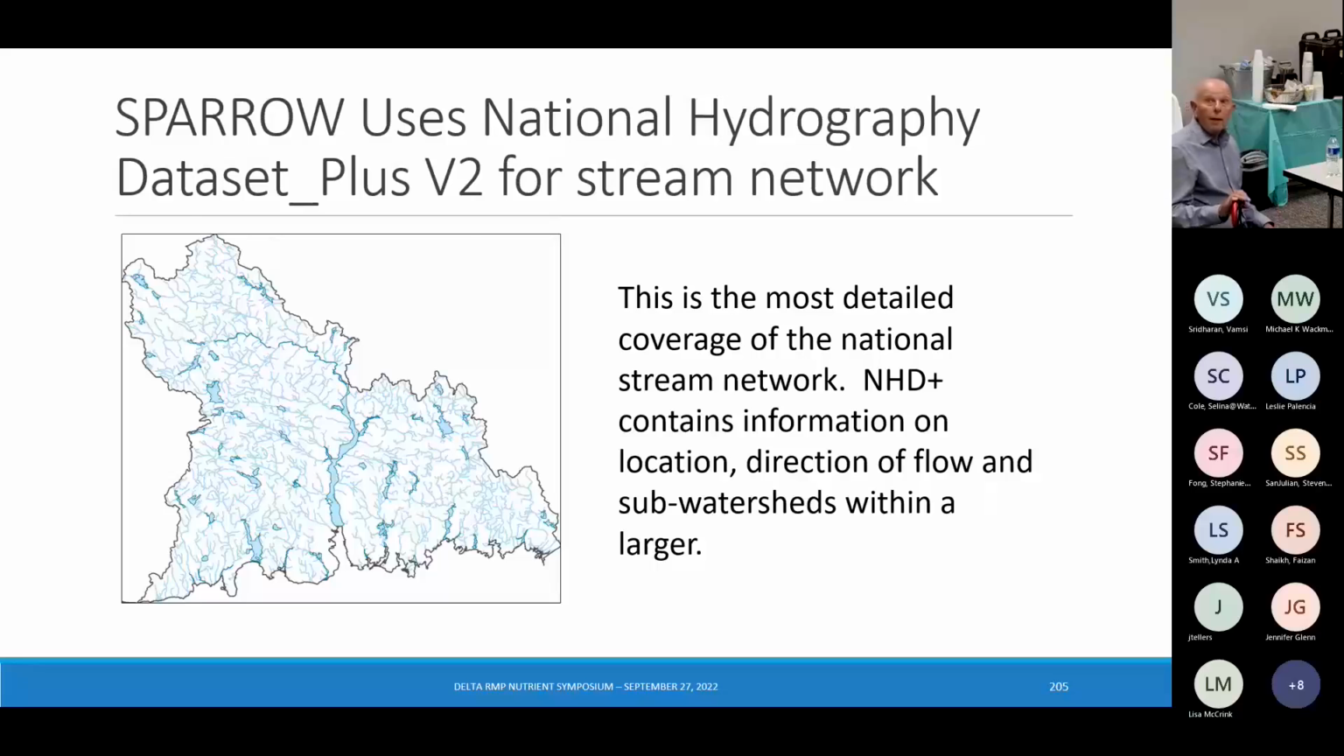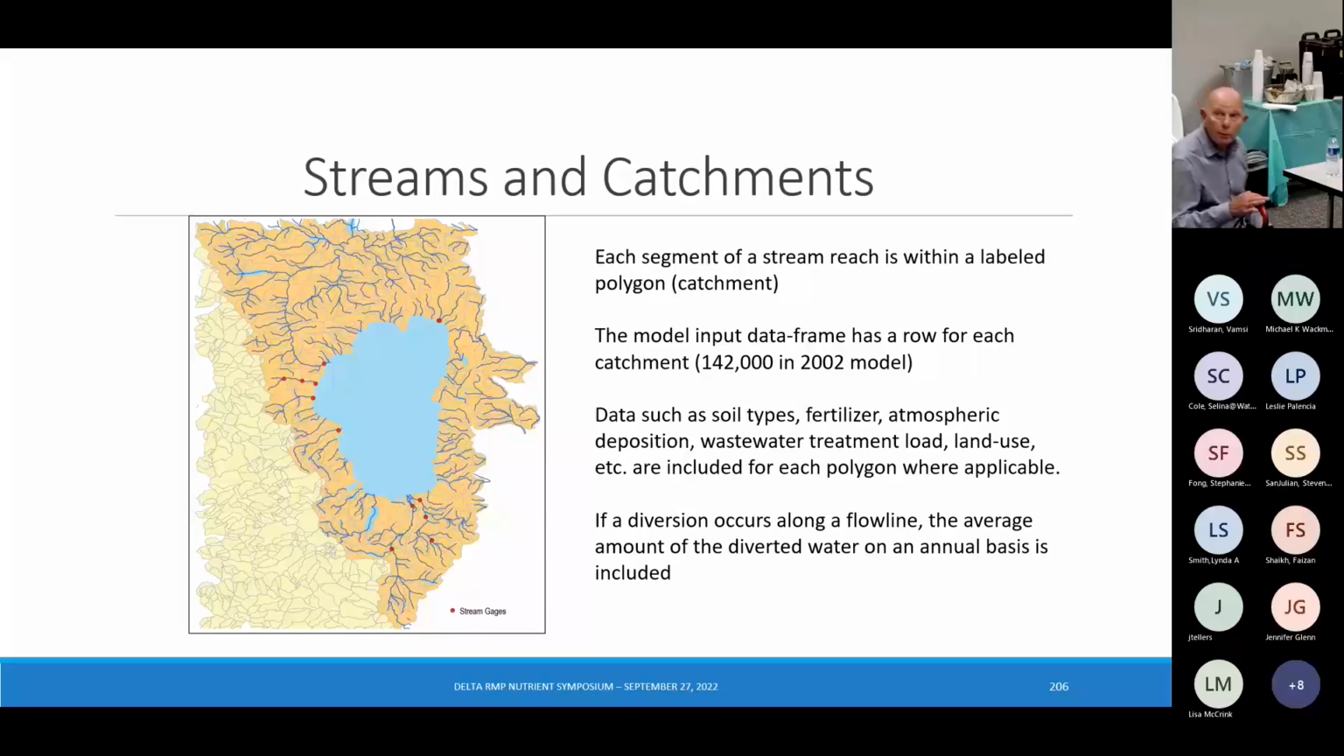Next slide. And then we look at this a little bit closer, and this might be a little bit hard to see in the back. But if you look closer at these watersheds, this is for the Tahoe area. Each of these sections of a stream along the flow path is housed within a polygon that we call a catchment. All right, so this becomes our frame of reference for moving the water. So for our 2002 model, we had 142,000 of these catchments throughout the watershed. And we had 89 calibration sites.